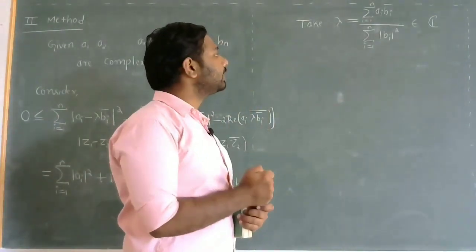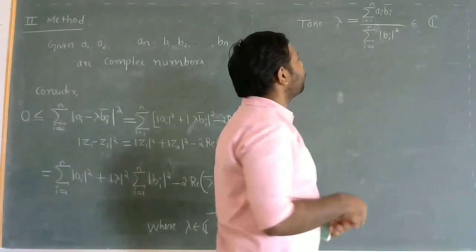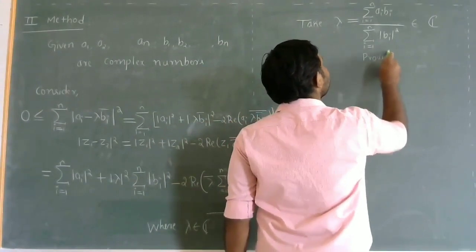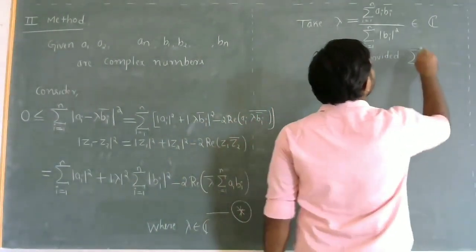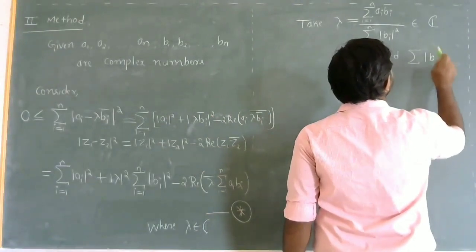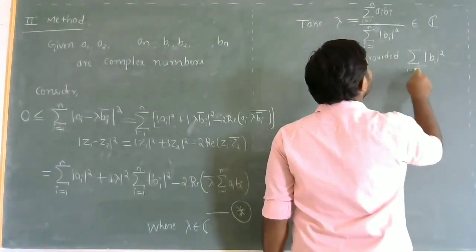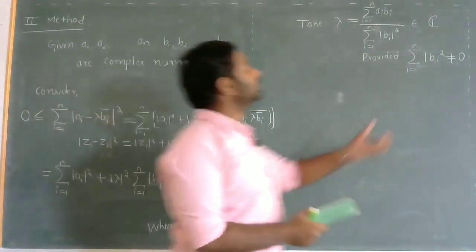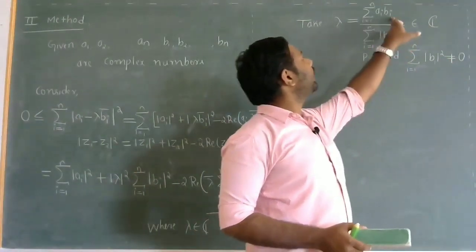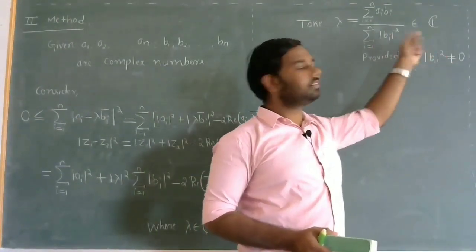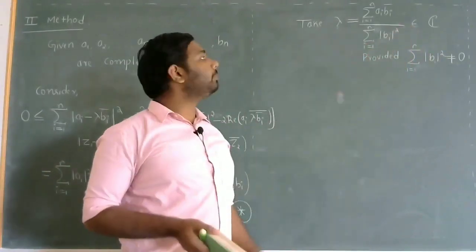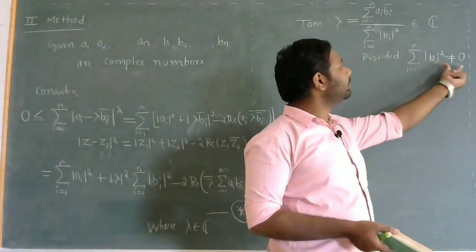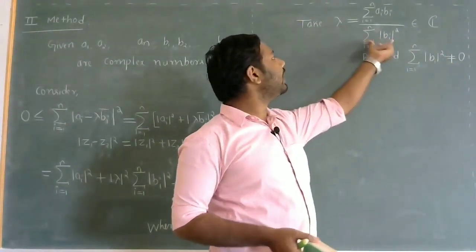It is a well-defined complex number provided the denominator is non-zero. Provided summation modulus of bi whole square, i running from 1 to n, is non-zero. So if this number is non-zero, then only I can say it is a well-defined complex number. If the denominator is equal to 0, then it will take infinite value, so it will not be a well-defined value. So if this number is non-zero, then I can define lambda in this way.